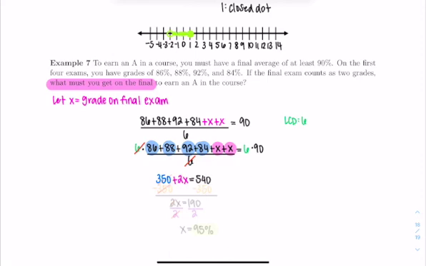And so now that we've done all this, it's pretty easy to solve. We want to get x by itself, so we're going to subtract 350 from both sides. And so on the left it cancels. We now have 2x is equal to 190. And then to undo our multiplication, we're going to divide by 2. And so we get x is equal to 95. So that's telling me that to get a 90% average in the course, I would need to score a 95% on the final exam.